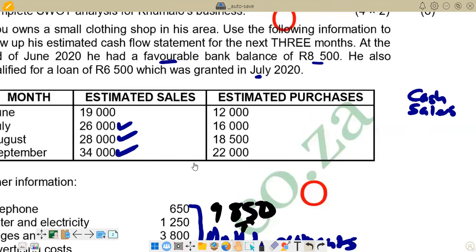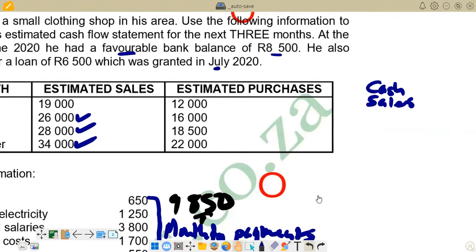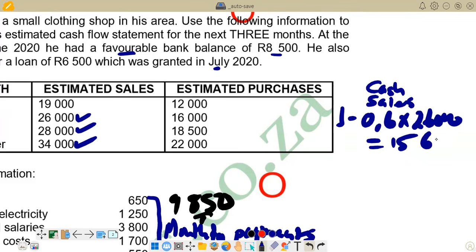And then we multiply those figures by 0.6. So the first one is July. July, we are going to say 0.6, which is 60%, and then we multiply by 26,000. And then obviously, if you multiply that for our cash sales, we are going to get 15,600. So this is for July.